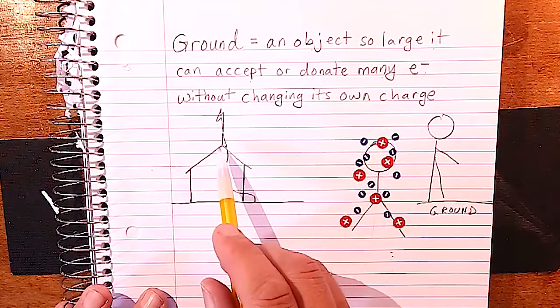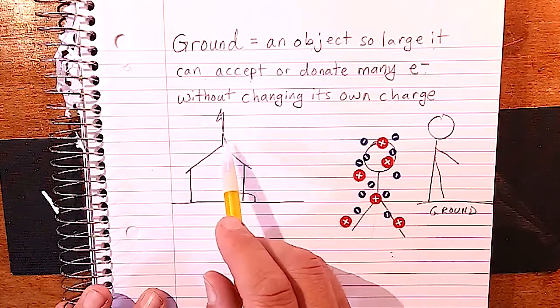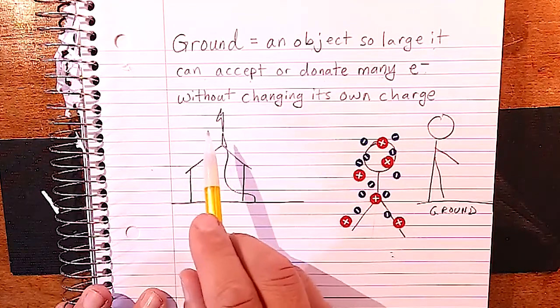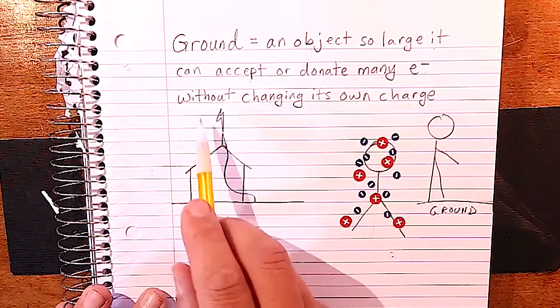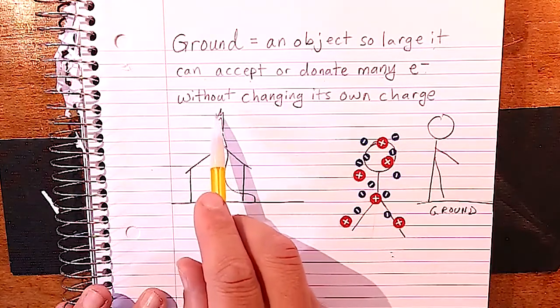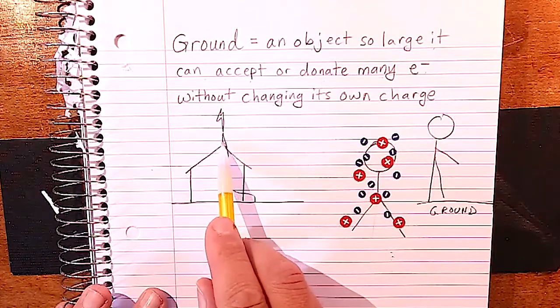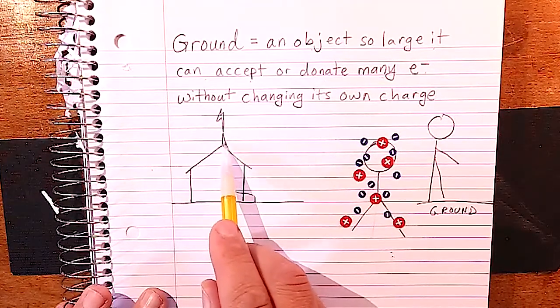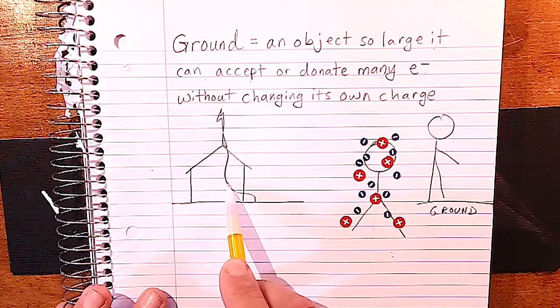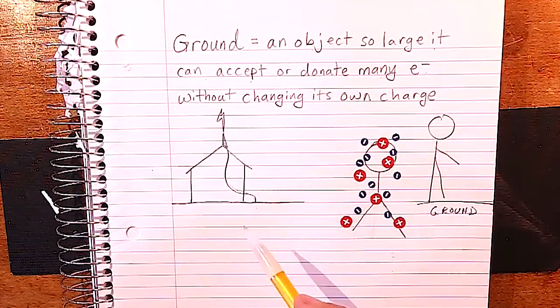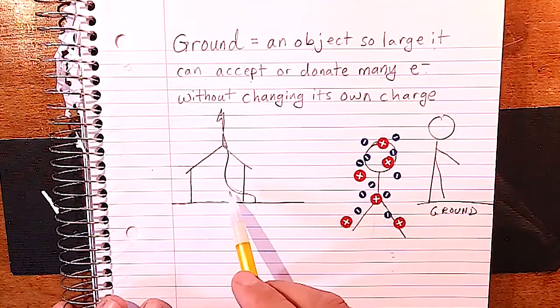A lightning rod is used to actually drain off charge from a cloud. So if a cloud gets built up a whole bunch of charge, let's say the cloud becomes negative at the bottom of the cloud, and electrons can start to leak off and go to this pointy metal object and run down through this metal into the ground. Why is it called the ground? Because the ground is the Earth, and the Earth is very large and can take many electrons without changing its own charge.